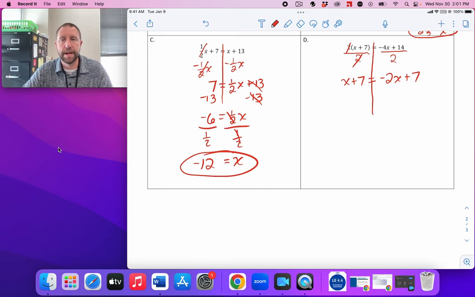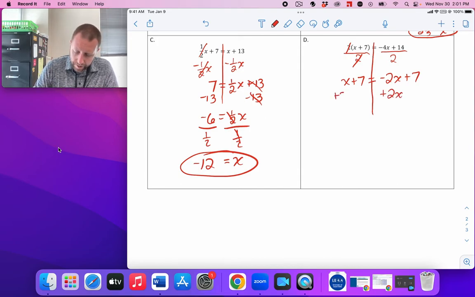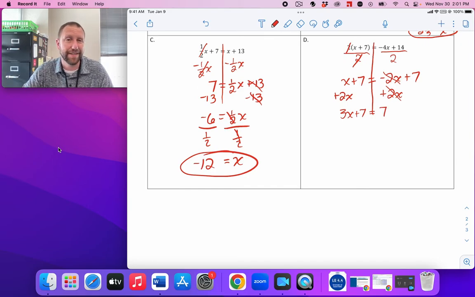From here, again, I like to get rid of the smaller number for the x's. That's a negative 2x. That's smaller than 1x. So I'm going to do the opposite. When I add 2x to both sides, that gets rid of the minus 2x on the right. X, or 1x, plus 2x is 3x. I got 3x plus 7. And on the other side, I just have the 7. That's all that's left. Now the x is on the left.